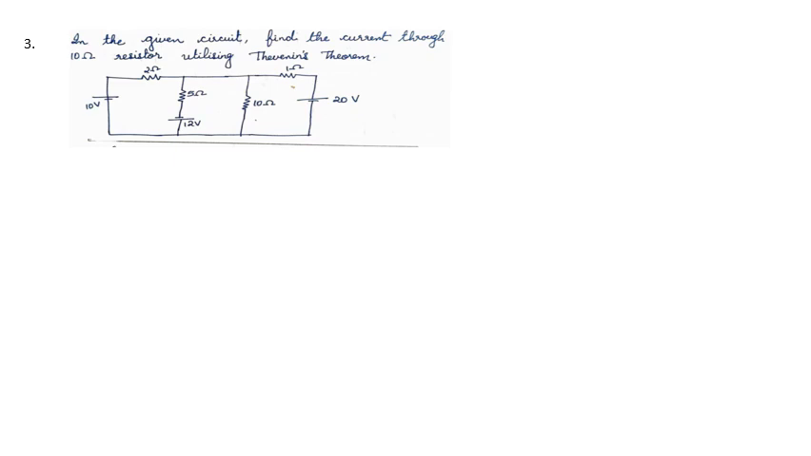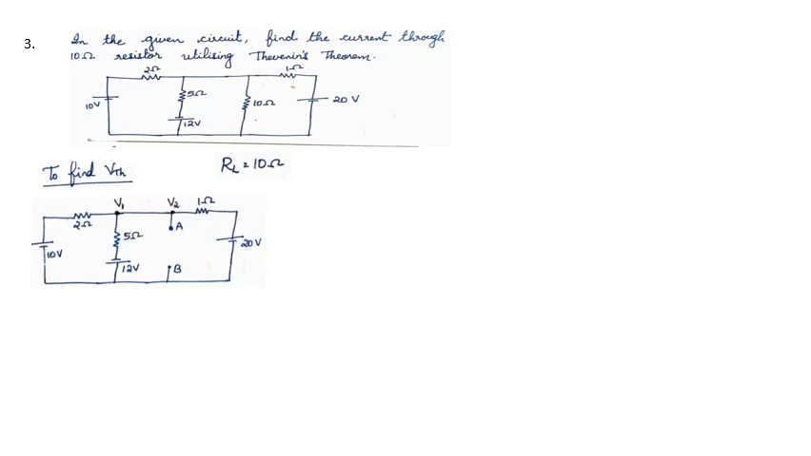Then we are moving to the third problem. In the given circuit, find the current through the 10 ohm resistor utilizing Thevenin's theorem. The first step is to find VTH. Now to find VTH, remove the load resistor. The load resistor is the 10 ohm resistor. The 10 ohm resistor is removed and the circuit will be like this.